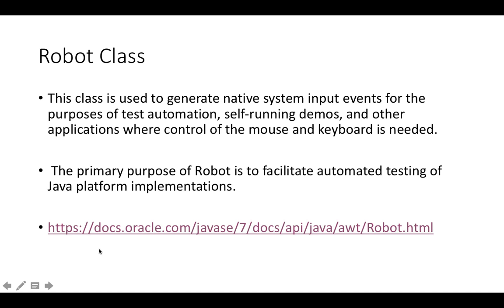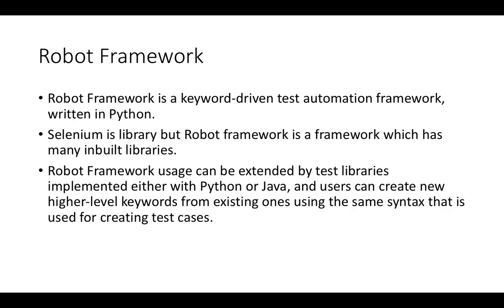Now robot class is just a plain Java class, that's all. Now let's talk about robot framework. Robot class was a simple class, a separate individual class, not a complete library. But when you talk about robot framework, it's a separate keyword driven test automation framework which is written in Python. Now you can argue with me that Mukesh, Selenium is already there, then why are we talking about robot framework, why are we using a different framework altogether.